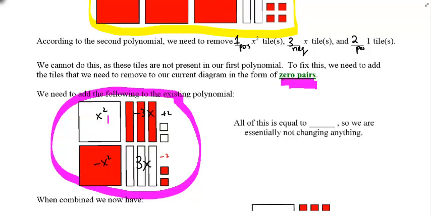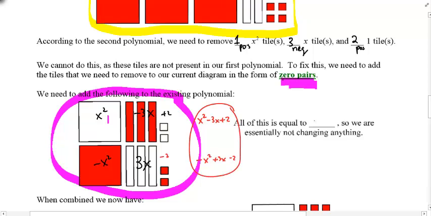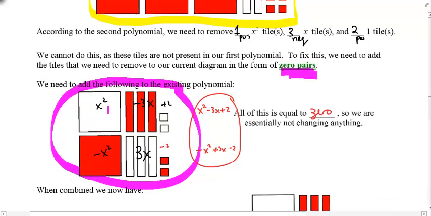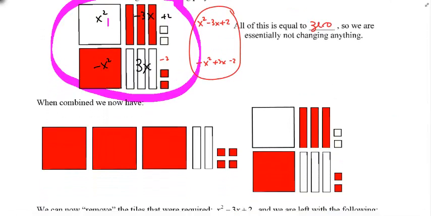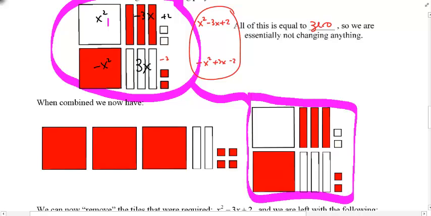So in essence, what I did was, the top here is x squared minus 3x plus 2. The bottom is negative x squared plus 3x minus 2. Together they form the number 0. And so now, once you've created your zero pair, I'd like you to put it with the first polynomial. So here's my zero pair that I'm going to redraw here. This is my zero pair.